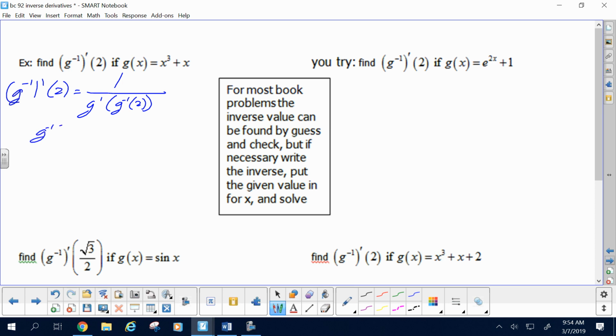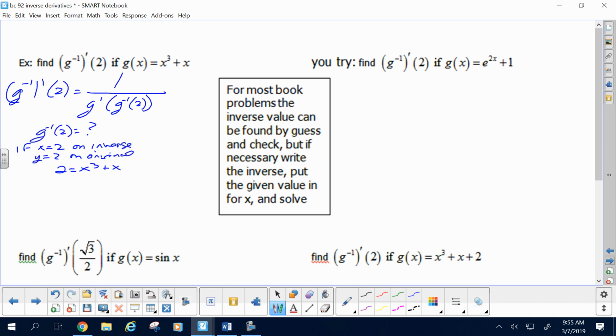What is g inverse at 2 equal to? Now, how do I find that? That's an x on the inverse. If x is 2 on the inverse, then doesn't that mean y is 2 on the original? You follow? Okay, so if I go to the original, then that 2 actually would be there.